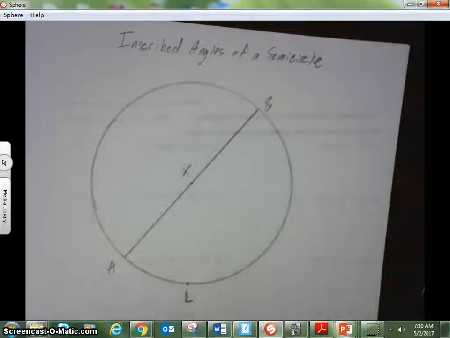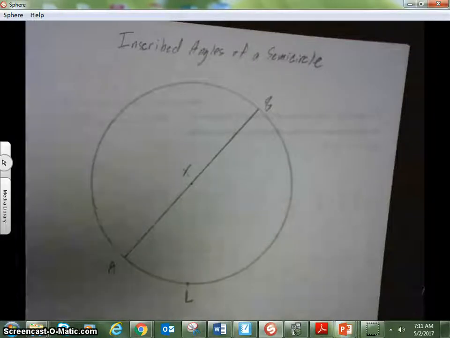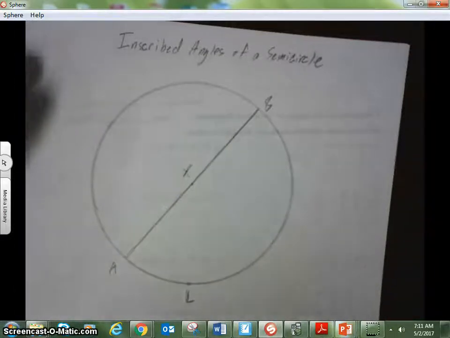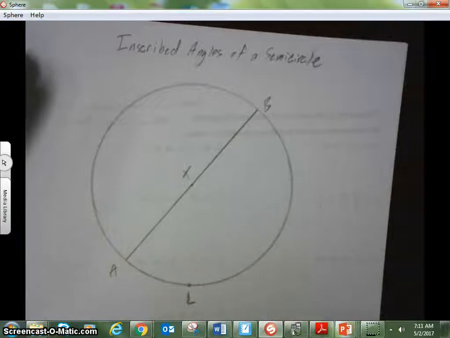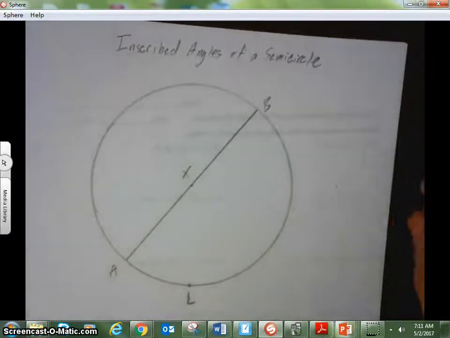Uh-oh, announcement time. They seem to be doing some kind of testing with the overhead announcement system here, so sorry about that.